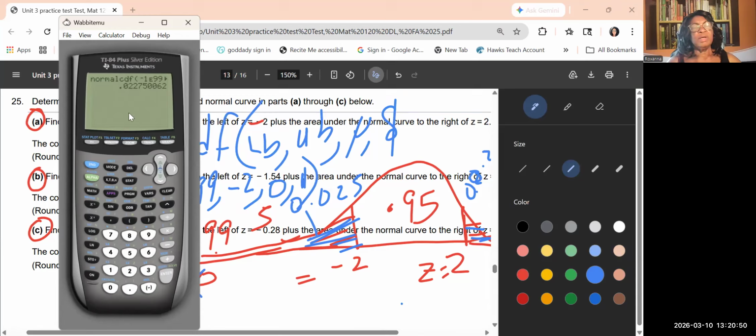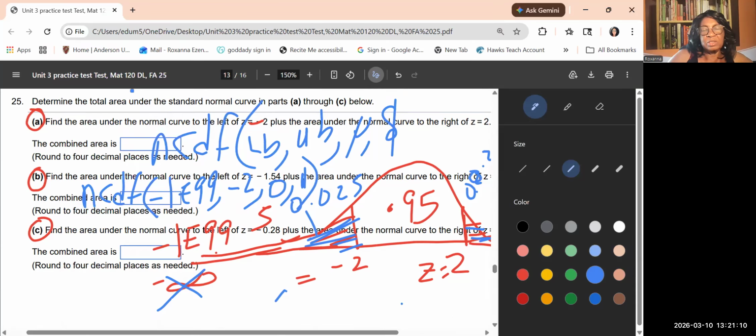It told me that the area to the left is almost, using my calculator, the answer is more accurate though. So the area to the left of -2 is 0.0228. So that area is 0.0228. This is a more accurate answer. Your calculator gives you a more accurate answer. Then you multiply this area by 2.